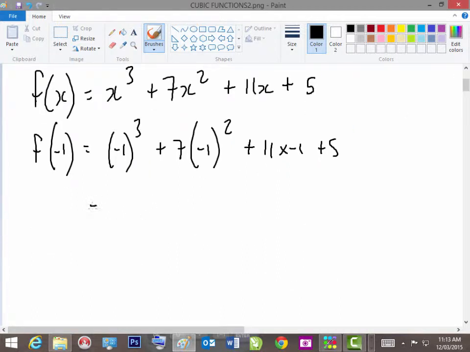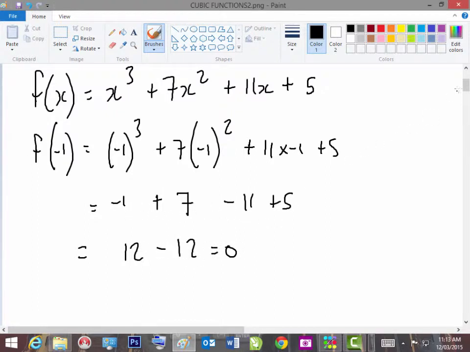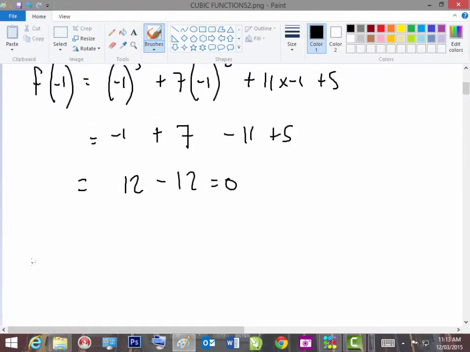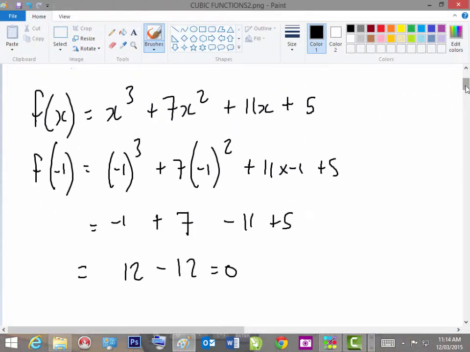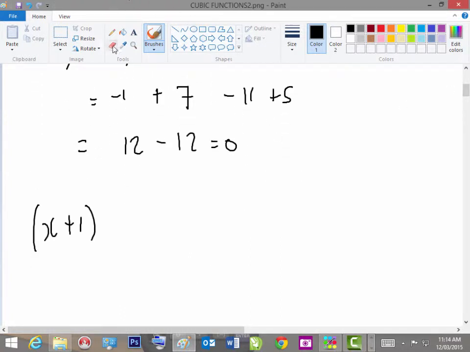And so this might give me 0. Let's have a look. So -1 cubed is -1. -1 squared is +1, which is -11. So 7 plus 5 is 12, and -1 minus 11 is -12, it gives me 0. So I know my first factor is going to be x plus 1. It must be the opposite to what I have substituted into there. And so we will divide this into the equation.